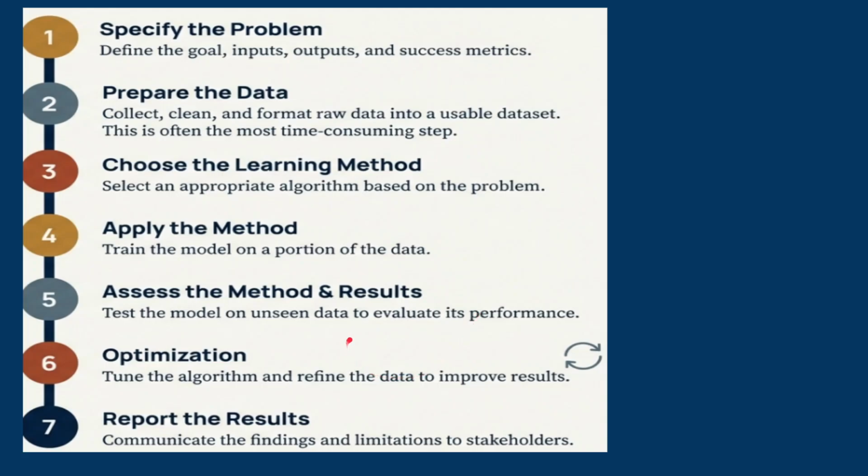Then we have to again tune the algorithm and refine the data to improve the results. Tuning the algorithm means some factors can be added, or some factors can be removed, or something will be done on the algorithm part, and data is also refined more and more to improve the results. Okay. And then finally report the results, communicate the results and findings to the stakeholders or the customers. Okay. So this is how the machine learning algorithm works. This is the workflow.